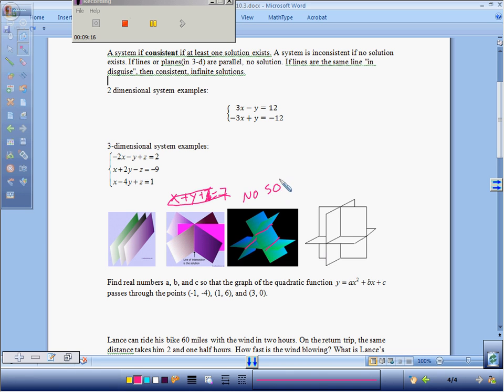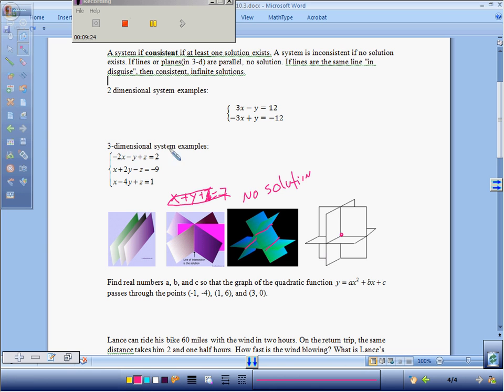Okay? And the only way you're going to get one solution, which is not that common, is if 3 planes intersect at one exact point. And that would look like that. So in order for you to get an x, a y, and a z, these 3 things have to intersect at exactly one point. And the only way for that to happen is if they're all going in different ways. So they can't be parallel to each other or anything like that.